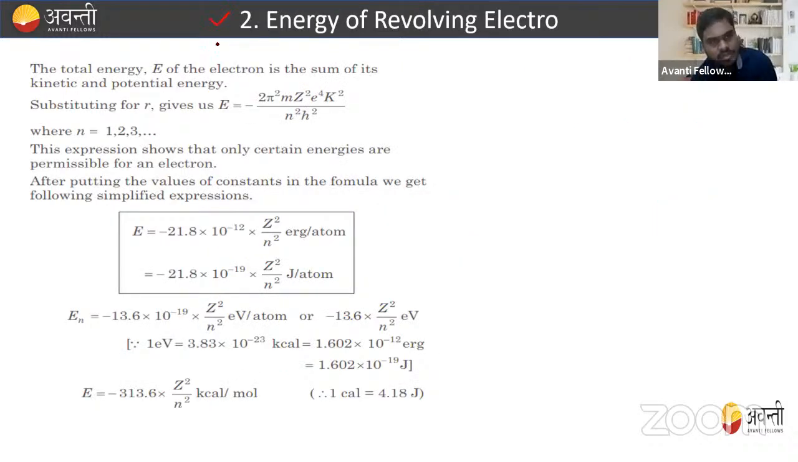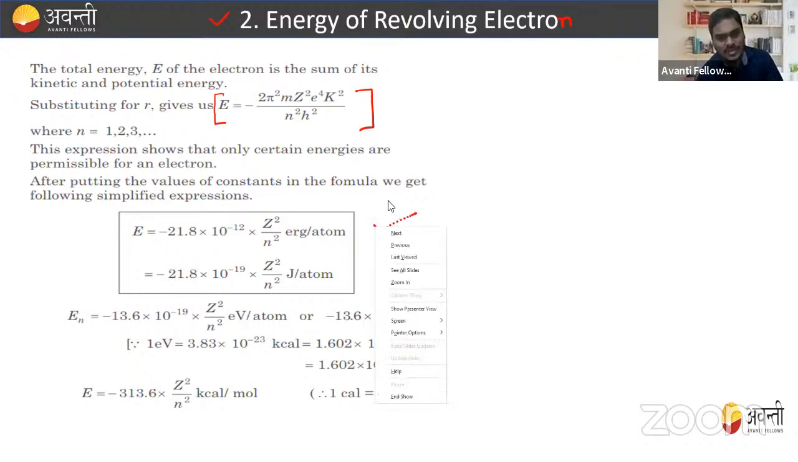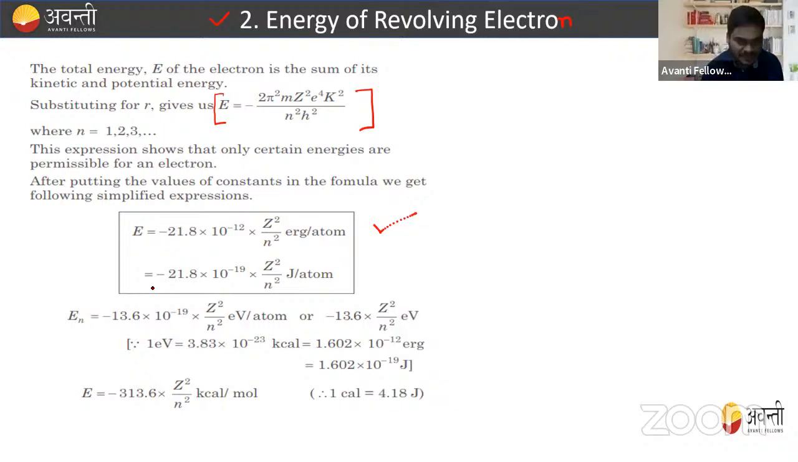Now, this one is also very important. Once we calculate the radius, the next thing we have to calculate is energy. So how will you calculate the energy of the revolving electron, right? The total energy of the electron is the sum of the kinetic and the potential energy, and it is equal to E is equal to this. Again, we know the values of 2 pi, m, e, k and h. So just by putting in these values, we can calculate the energy. So this formula you must remember, beta. This one is very important. If anyone asks in terms of erg per atom, erg is a smaller CGS unit than joule, right?